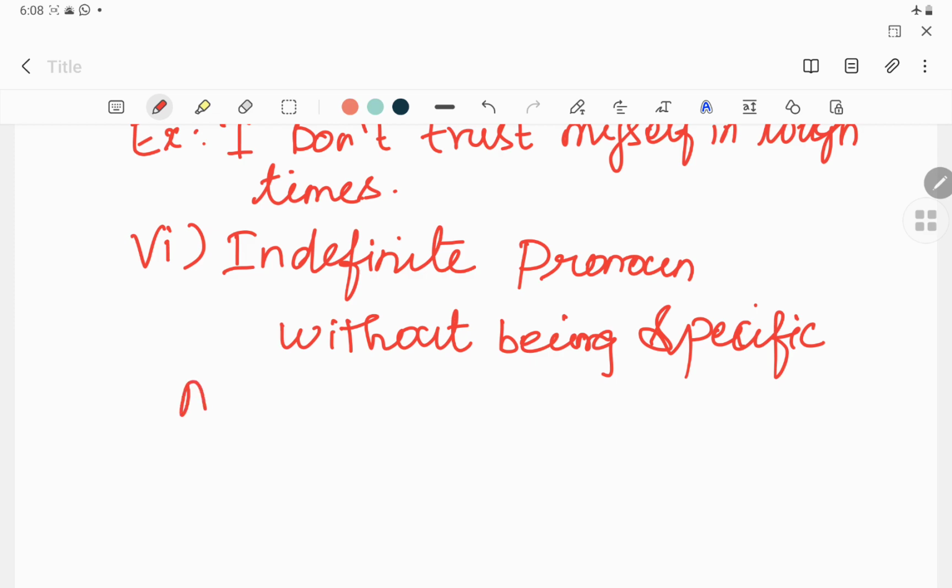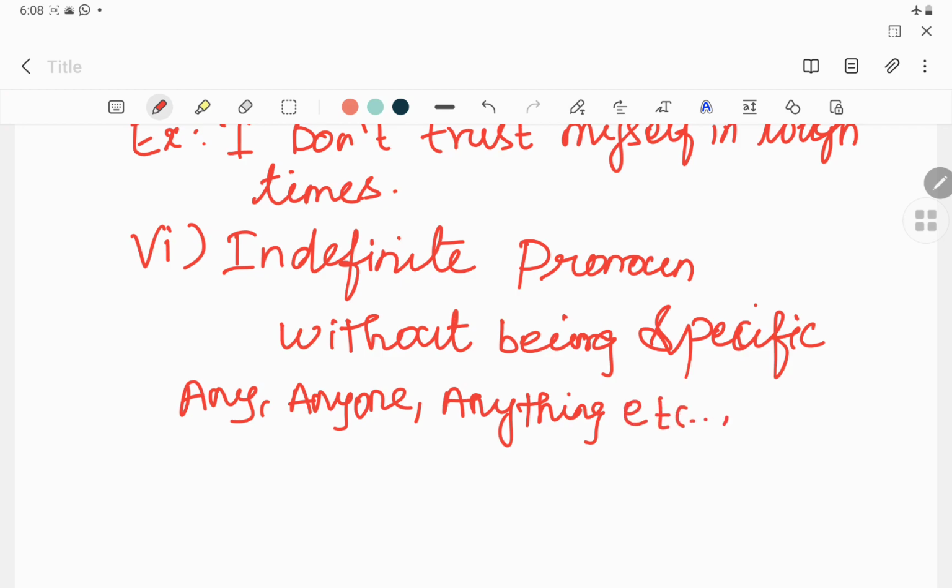So like that. First one any, and then anyone, and then anything. So like this we have more. Okay, etc. We have a lot. So if you know the definition for the indefinite pronoun means it is easy to identify which is indefinite pronoun.